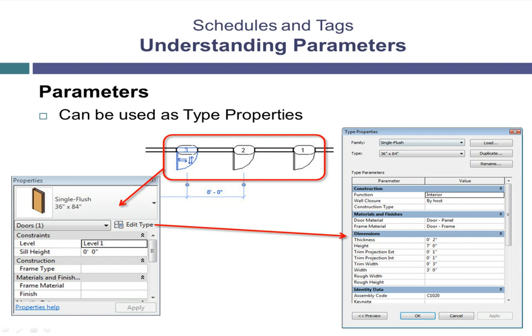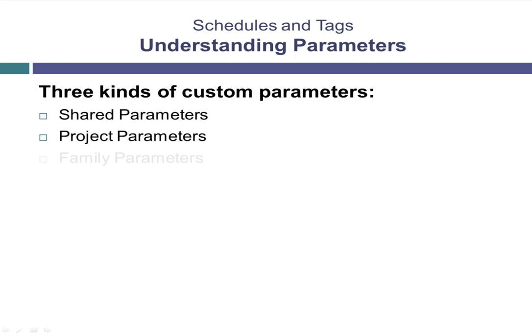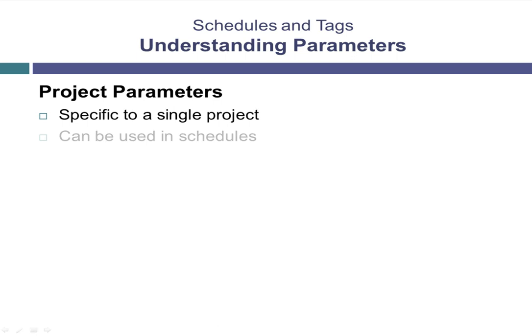In Revit, there are three types of custom parameters: shared parameters, project parameters, and family parameters. Project parameters are specific to a single project file. Information stored in project parameters cannot be shared with other projects. Once you have created a project parameter, it can be used in a schedule. However, project parameters cannot be used in tags.